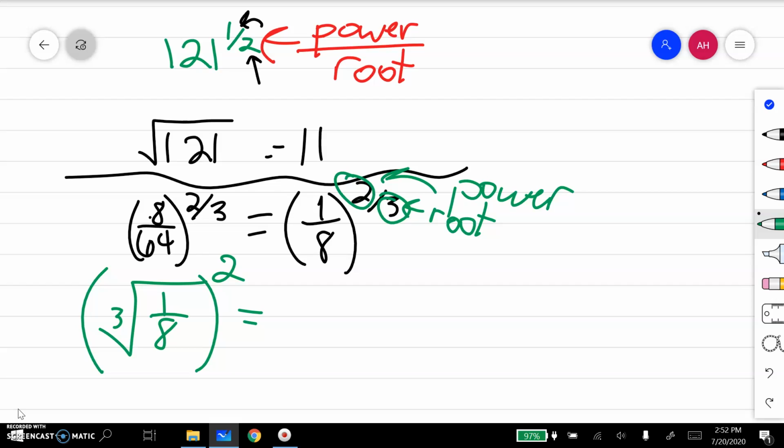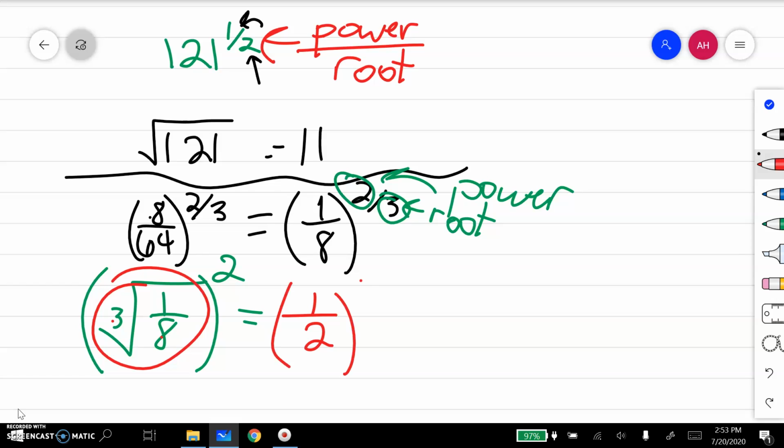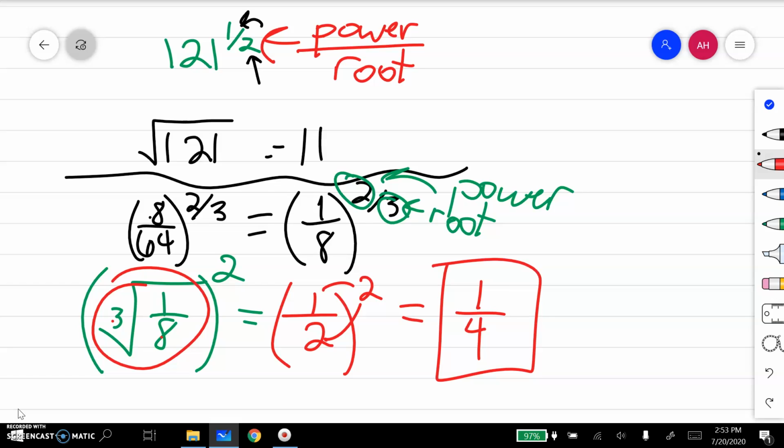So the next thing I'm going to do is focus on just the cube root of 1/8. So the cube root of 1 is just 1, and the cube root of 8 is 2. And then we still have that exponent where it's squared. So remember, you apply the exponent to both. So 1 squared is just 1, 2 squared is 4. So the whole thing just equals 1/4.